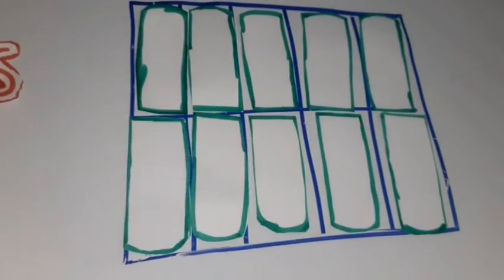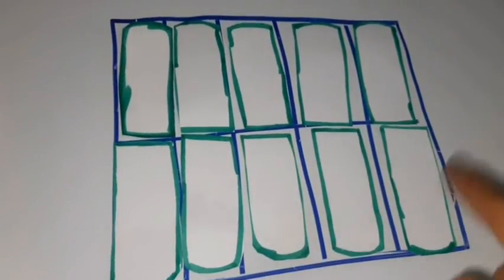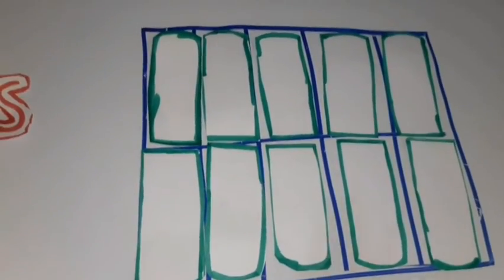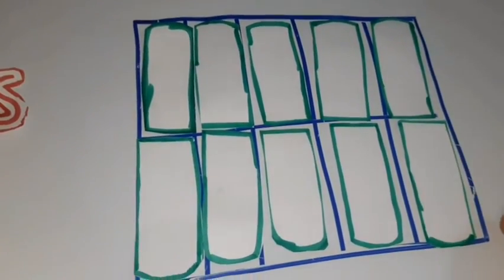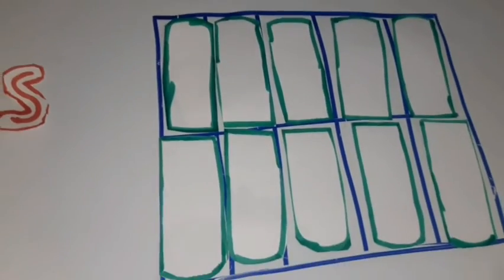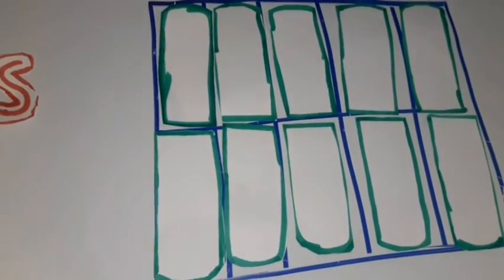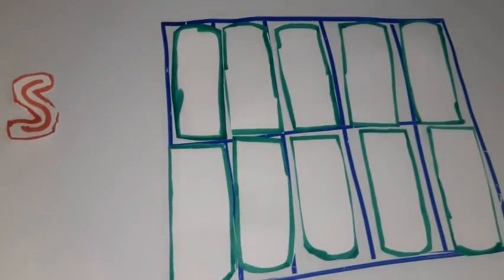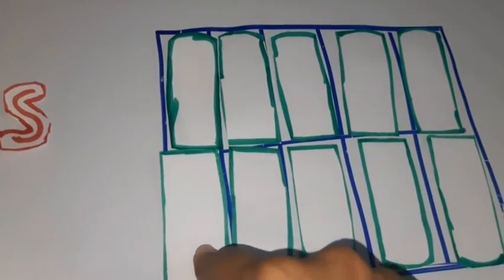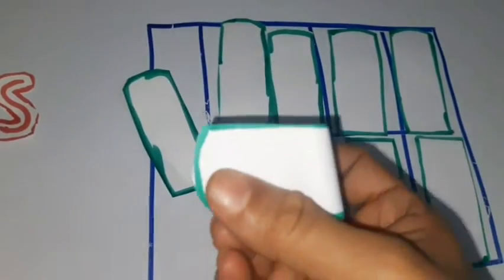So see here kids, I have arranged them one after the other, but still there is some more space left in the tiles. So this shape doesn't fit in the tile. So you have to mark this shape in red color.